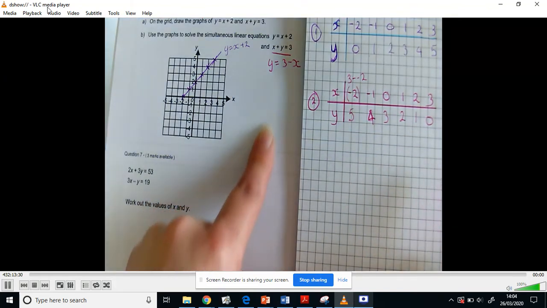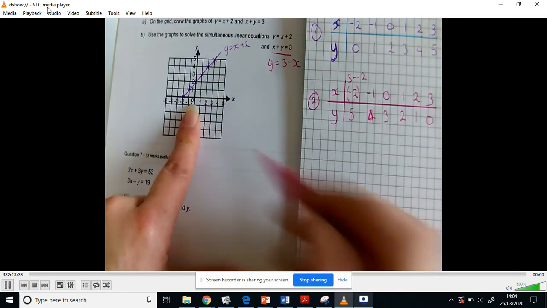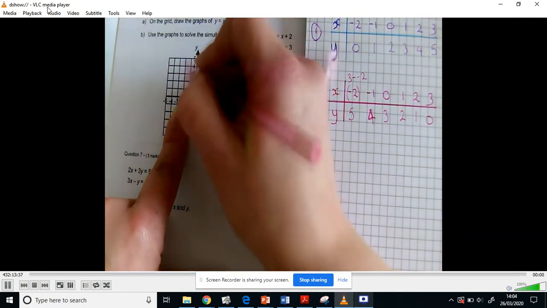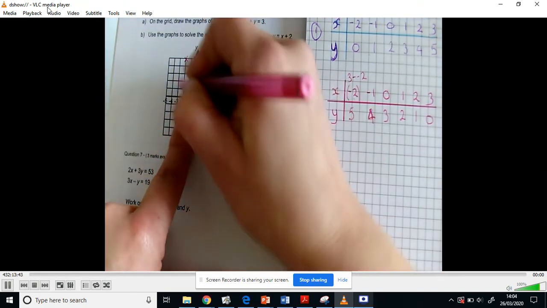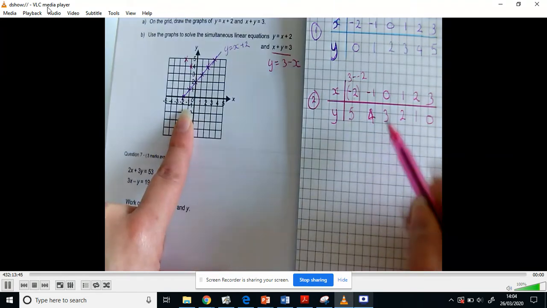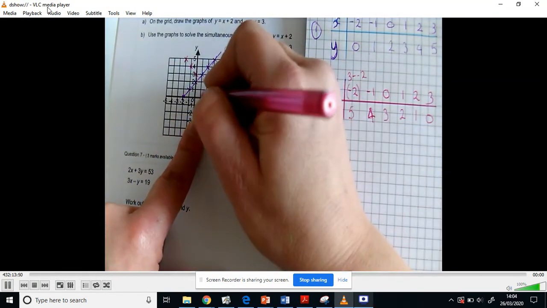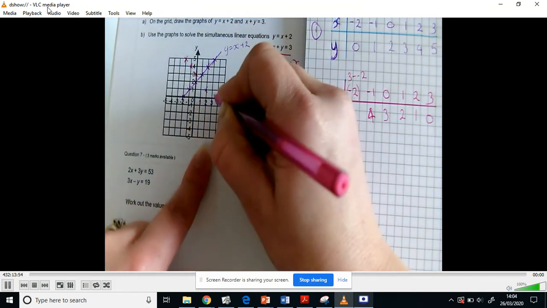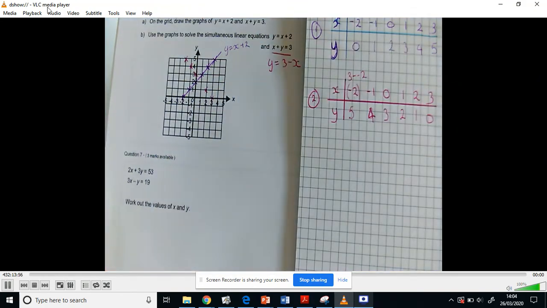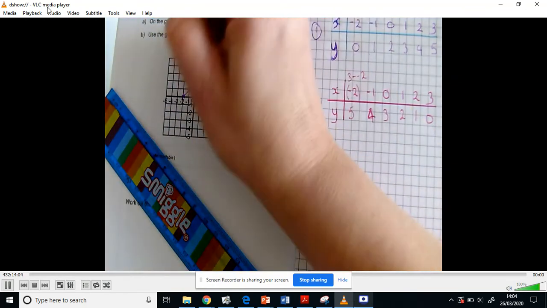Okay, now that I've got all of those points, I can again plot them onto my graph over here. So -2 is going to be 5. That's up there. -1, 4. 0, 3. 2, 1. 3, 0. Okay, and now I can once again draw in that line and label it.